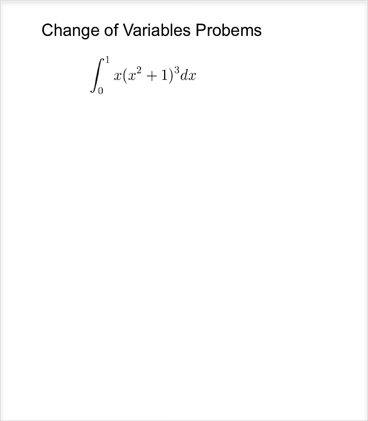So let's try one. Suppose we have the integral from 0 to 1 of x times (x squared plus 1) cubed dx. Let's let u equal x squared plus 1, then du is 2x dx. I have x dx in my integral, so I'm going to solve this for x dx. That is du over 2.